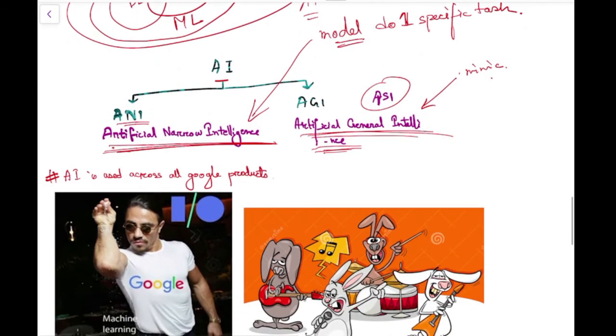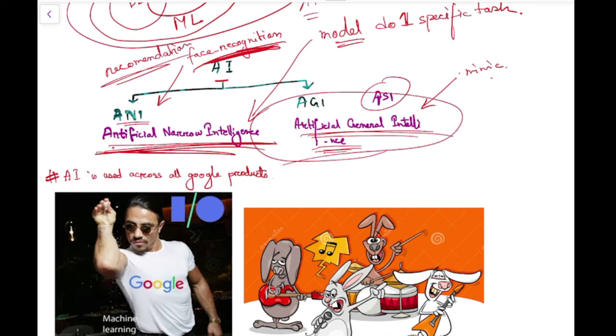So for example, in artificial narrow intelligence, the face recognition model can only recognize faces, right? They cannot recognize any other animal's face or do something like translation. So they don't do general tasks. They only do one specific task, that is face recognition. And in the case of recommendation, they basically do recommendation and they don't do any other stuff, all right? But in general intelligence, you do every other thing.